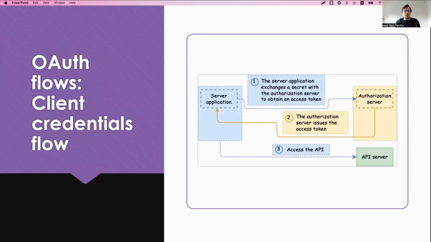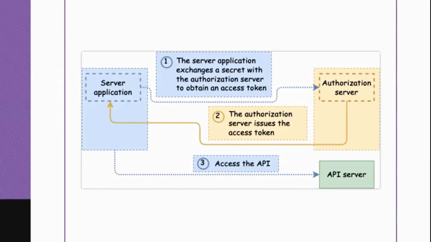Next one, client credentials flow. This is a flow designed for machine-to-machine communication. So think of microservices, for example. It would be really annoying to implement the whole flow, the whole PKCE flow, for example, for microservices. So instead of doing that, what we do is we exchange a secret directly for an access token. This is the weakest of all the flows. So we need to make sure this only happens in a very restricted environment.